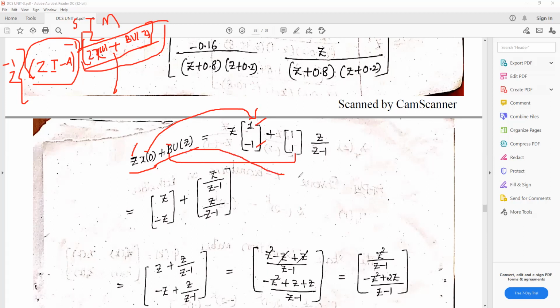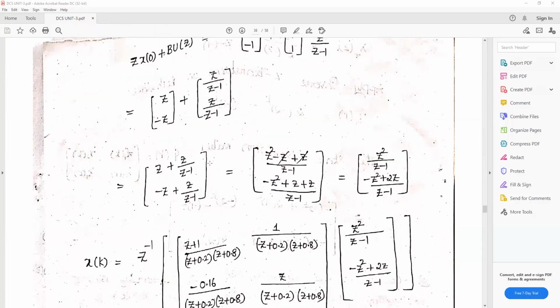U of z is given in the problem. U of k is 1. Input u of k equal to 1. So it is converted to u of z equal to z by z minus 1. So the multiplication of z into 1, minus 1, and the z by z minus 1, 1, 1. So adding the two columns and taking the LCM, this is the formula.